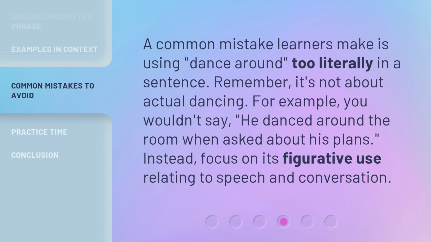A common mistake learners make is using dance around too literally in a sentence. Remember, it's not about actual dancing. For example, you wouldn't say, he danced around the room when asked about his plans. Instead, focus on its figurative use relating to speech and conversation.